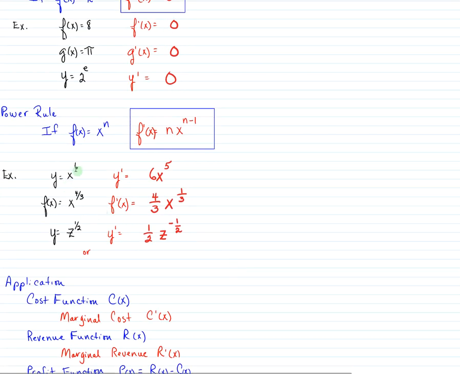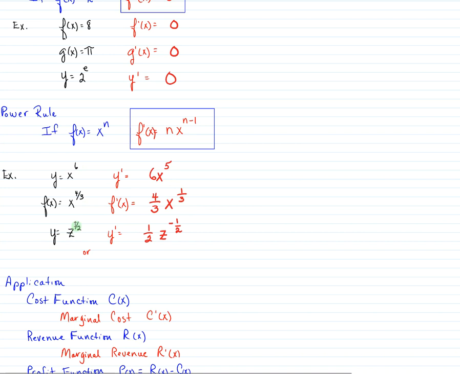So if we have y equals x to the 6th, then y prime is, the 6 comes to the front, we take 1 away from 6, that's 5. So the derivative is one level down on the powers. f of x is x to the 4/3. So f prime of x, bring the 4/3 to the front, take 1 away from the exponent. Well, if you're taking 1 from 4/3, that's like taking 3/3. So you end up with 1/3. So 4/3 x to the 1/3.